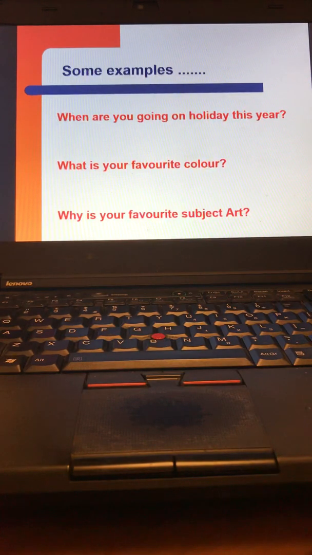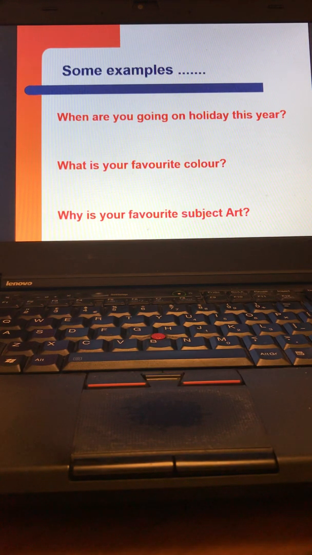We could ask someone, when are you going on holiday this year? If you want to find out when it is they're going on holiday. We could ask someone what is their favourite colour, when you want to know about their favourite colour. And lastly, you could ask someone, why is your favourite subject art?